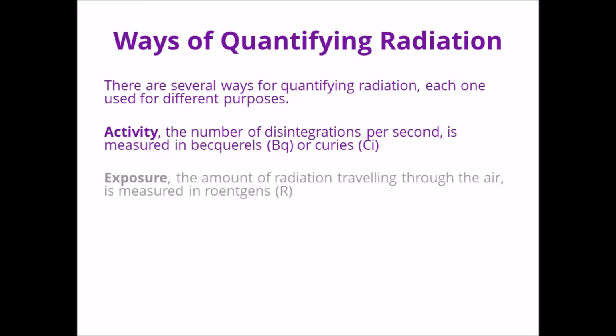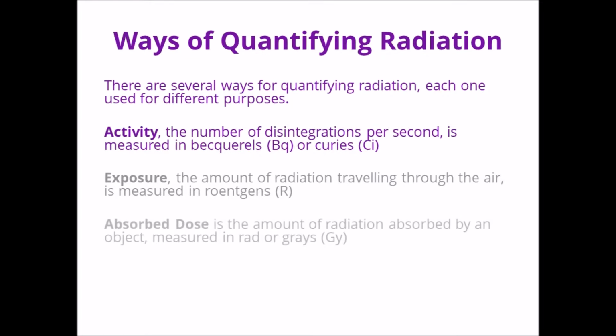Exposure is the amount of radiation travelling through the air, measured in Roentgens. We won't say any more about this as it's not particularly useful in itself for our purposes. The absorbed dose, as the name suggests, is the amount of radiation absorbed by an object, measured in rad, the acronym for radiation absorbed dose, or grays, with a gray being 100 rad. For the most part, 1 Roentgen is the same as 1 rad, but again, this isn't a particularly useful value in itself.